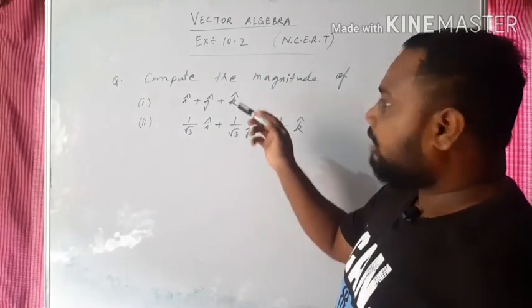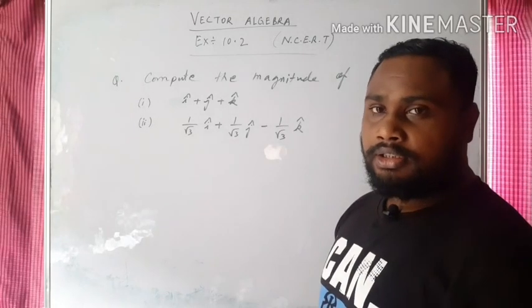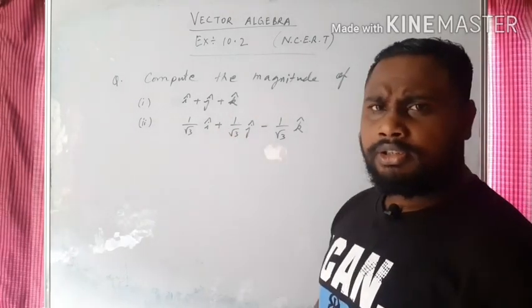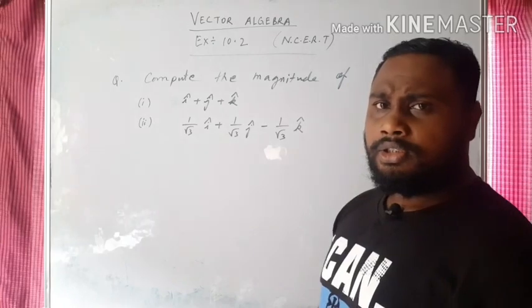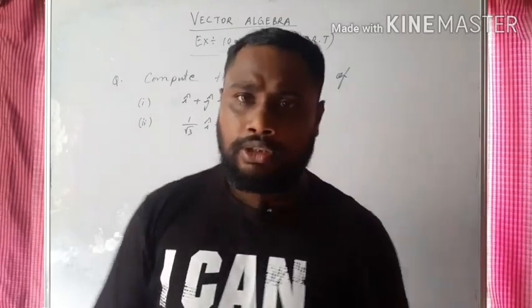Today in this video we will be doing problems on vector algebra and we will be doing exercise 10.2 from NCERT book. Okay, so let's start and see the questions from exercise 10.2. So let's see the first question, that is we'll have to find the magnitude of the given vectors. Okay, so I have taken two sub questions, more questions are there, you can do it yourself. If you can do one or two questions, then you can do the others also.